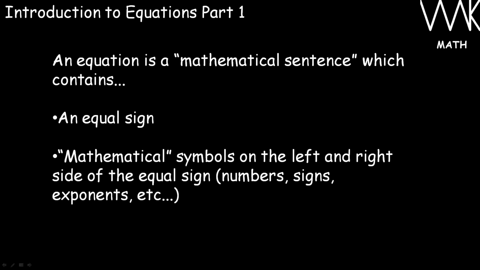So, what is an equation? Here's a loose definition of an equation. It is a mathematical sentence which contains an equal sign, also mathematical symbols on the left and right side of the equal sign. These symbols can include numbers, different signs or operators. It could also be exponents, or even possibly variables.